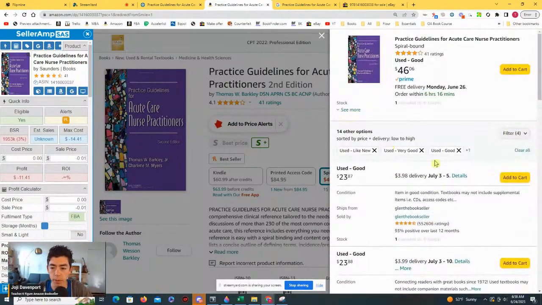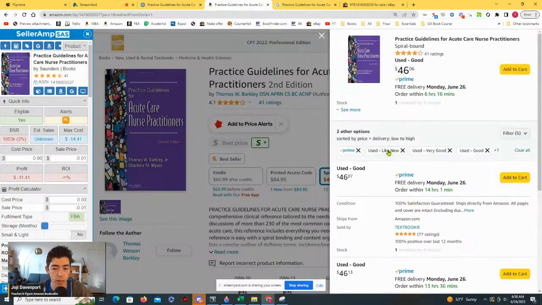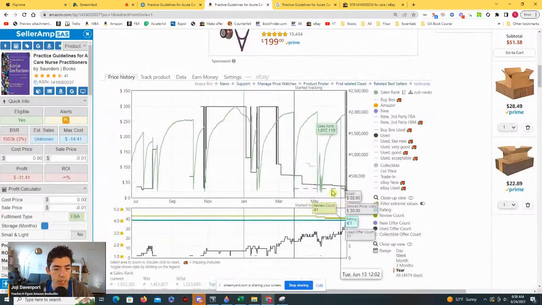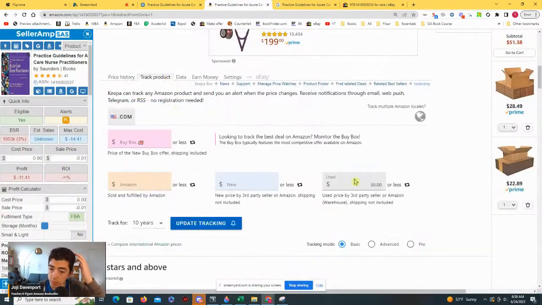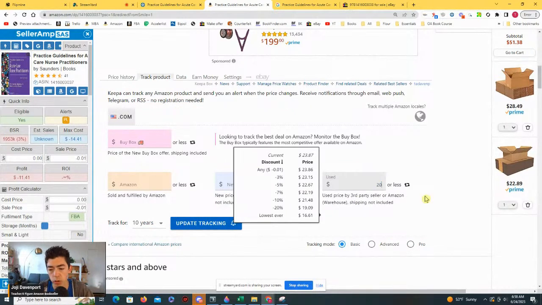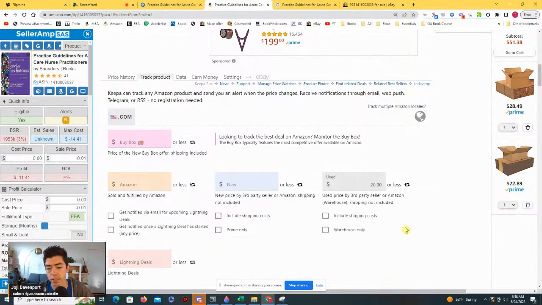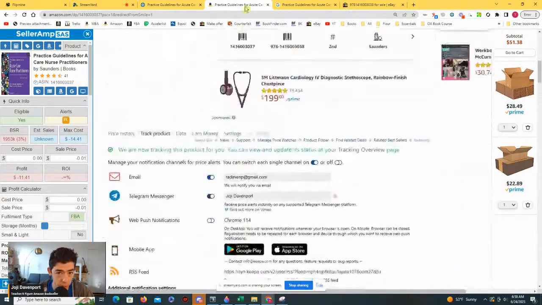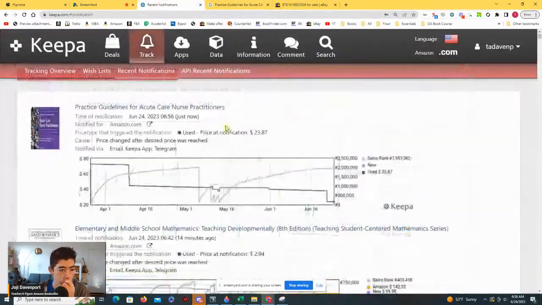We got somebody in the buy box at 46 as a Prime seller, and we have quite a bit of competition. We have a couple of other sellers at 46. So I'm just going to update my tracker here. Let's go to $20 or less now, and we'll go from there. But that potentially could be a good deal there.